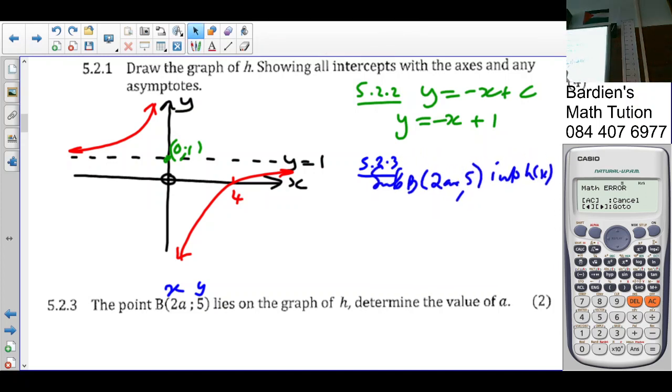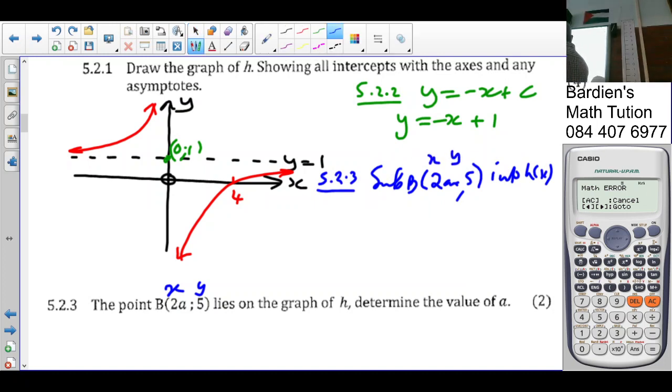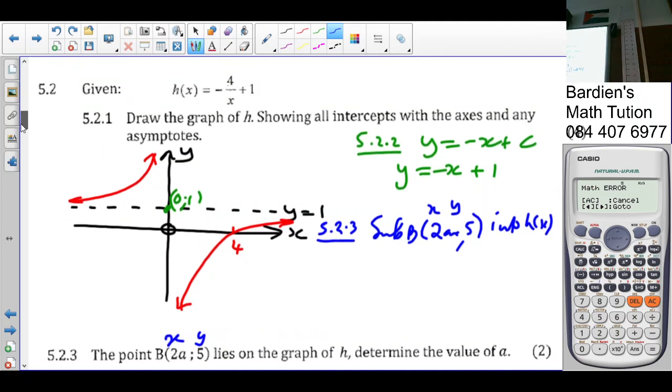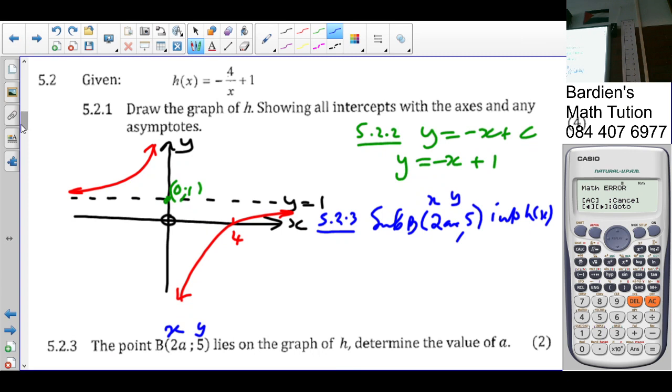Into h of x. So, as I indicated, this is going to be your x and your y. So the h of x equation is, remember that's a y and there's your x, no? So y is 5, so 5 is equal to negative 4 over 2a plus 1.